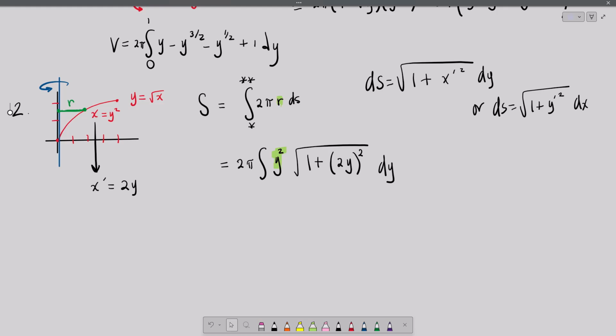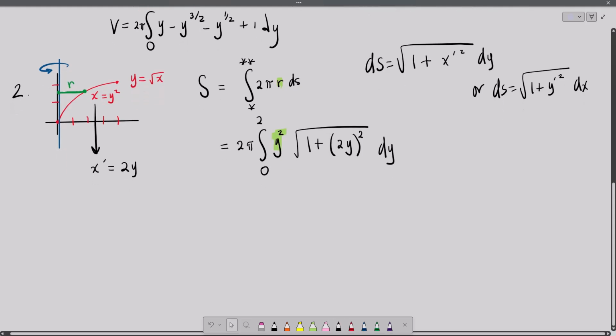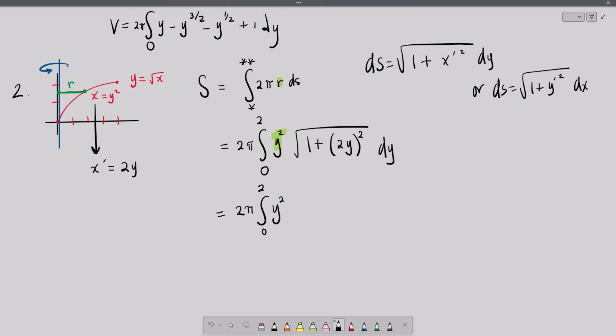If it was going on forever, we would have an improper integral and we could go to infinity. But if we stop right there, we look at the y-coordinate of that high point. That y-coordinate is 2. So we'll go 0 to 2. And then we have one simplification step here. We're going to have 1 plus 4y squared in here. So that's our setup.